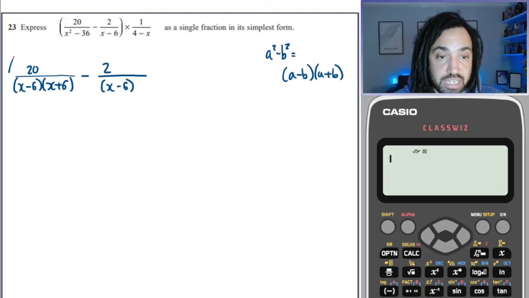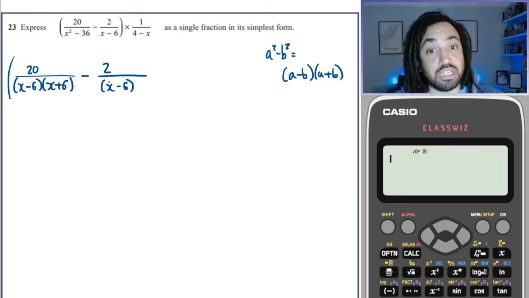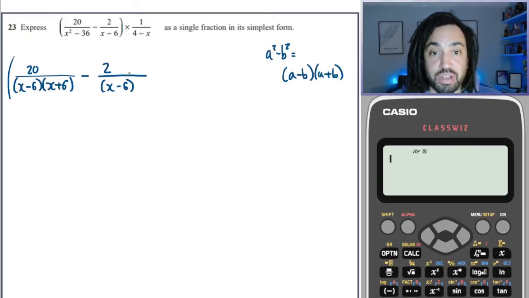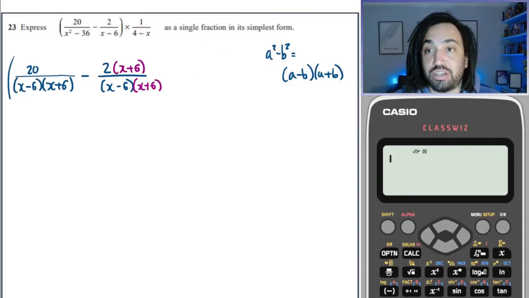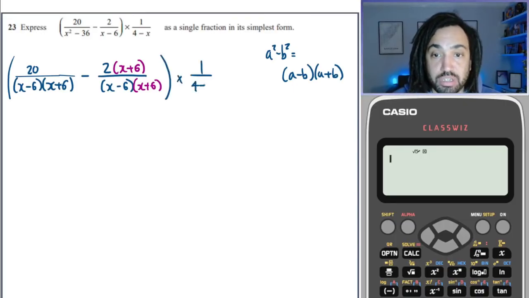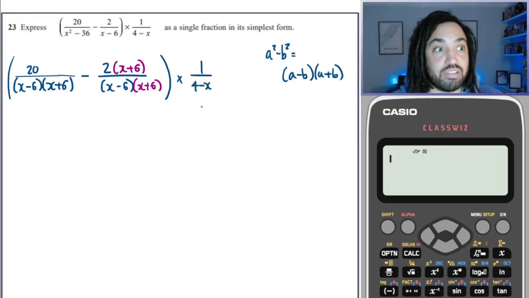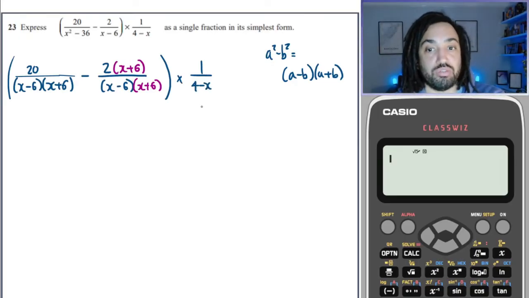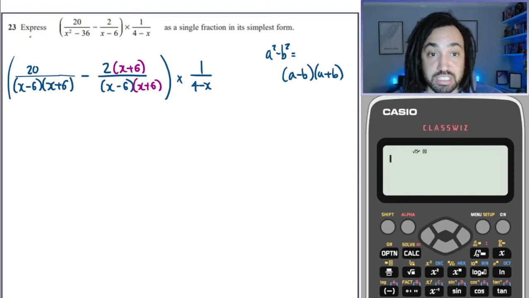So inside this bracket, I'm going to want to subtract these two fractions, which means we need a common denominator. And now we can see that the easiest way of doing that, because we factorised, is just to times this one, top and bottom, by x plus 6. And we get a common denominator. Even though I'm focusing on the bracket first, I'm still going to write times by 1 over 4 minus x, so that my work is neat and it just follows a pattern where we're expressing the whole thing as one, rather than doing it in bits and bobs. So it makes it easier for the examiner.